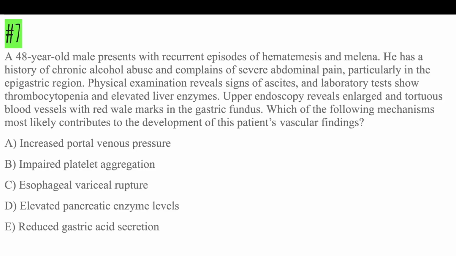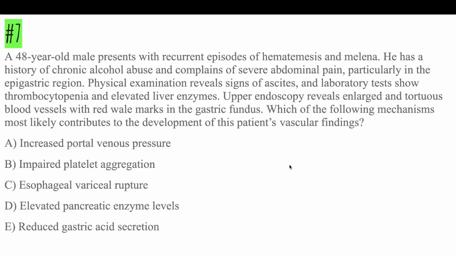We have a 48-year-old male who presents with recurrent episodes of hematemesis and melena. He has a history of chronic alcohol abuse and complains of severe abdominal pain, particularly in the epigastric region. Physical exam reveals signs of ascites, and laboratory tests show thrombocytopenia and elevated liver enzymes. Upper endoscopy reveals enlarged and tortuous blood vessels with red whale marks in the gastric fundus. Which of the following mechanisms most likely contributes to the development of this patient's vascular findings?